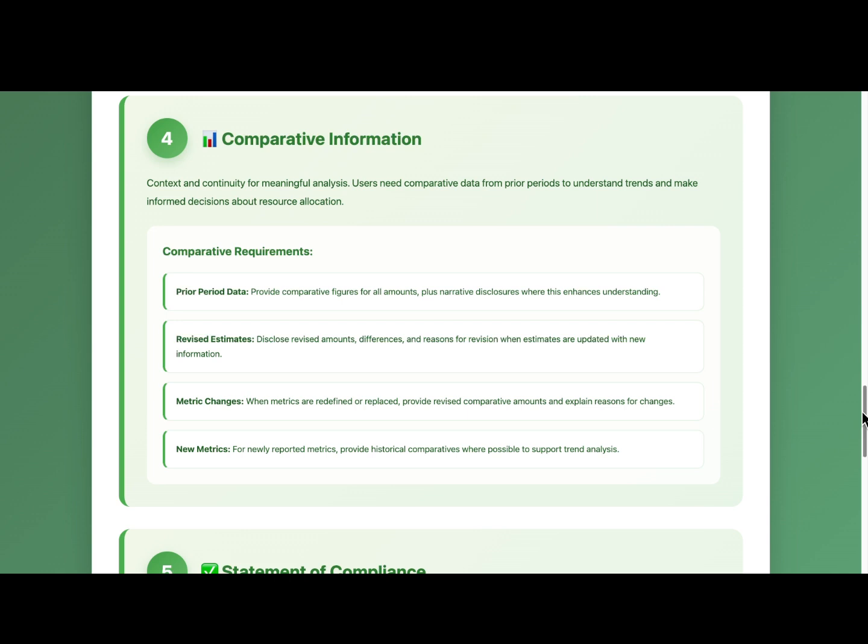A. Prior period data. Provide comparative figures for all amounts plus narrative disclosures, where this enhances understanding. B. Revised estimates. Disclose revised amounts, differences, and reason for revisions when estimates are updated with new information. Metric changes. When metrics are redefined or replaced, provide revised comparative amounts and explain the reason for changes. Adding new metrics. For newly reported metrics, provide historical comparatives wherever possible to support your analysis.